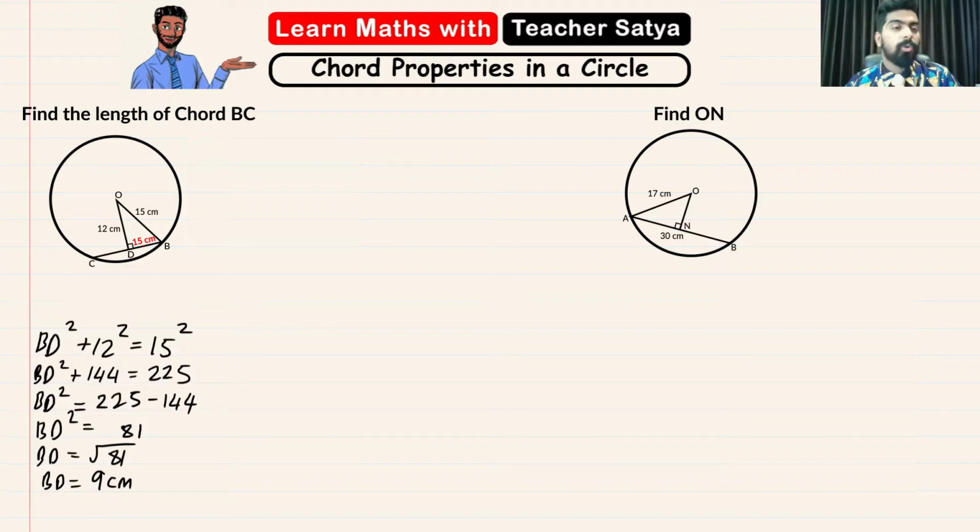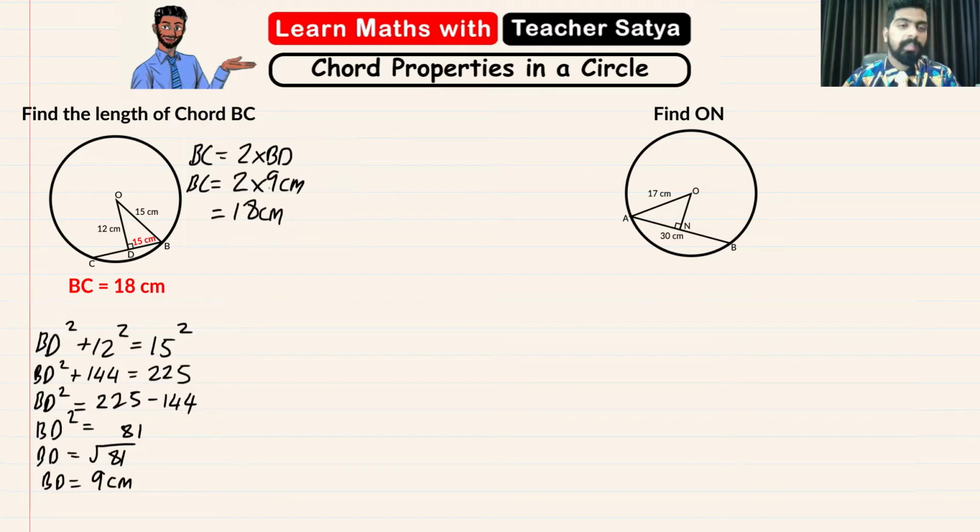Now we know that BD is half of BC. So in other words, we know that BC is equal to 2 times BD, as we see that OD is bisecting BC. Bisect means it divides it into 2 equal parts. All right guys, therefore our value of BC will be 2 times 9 centimeter, which is equal to 18 centimeter.